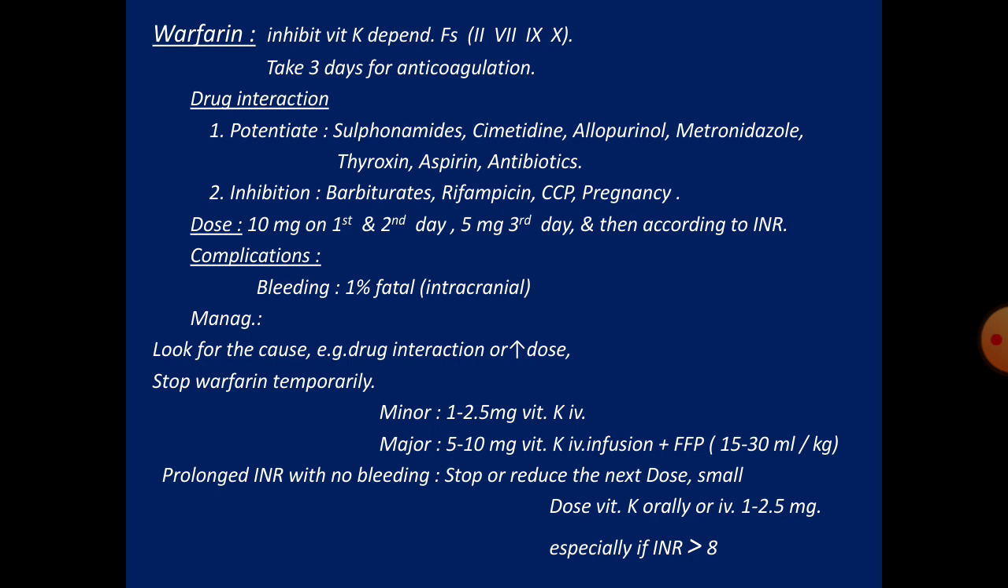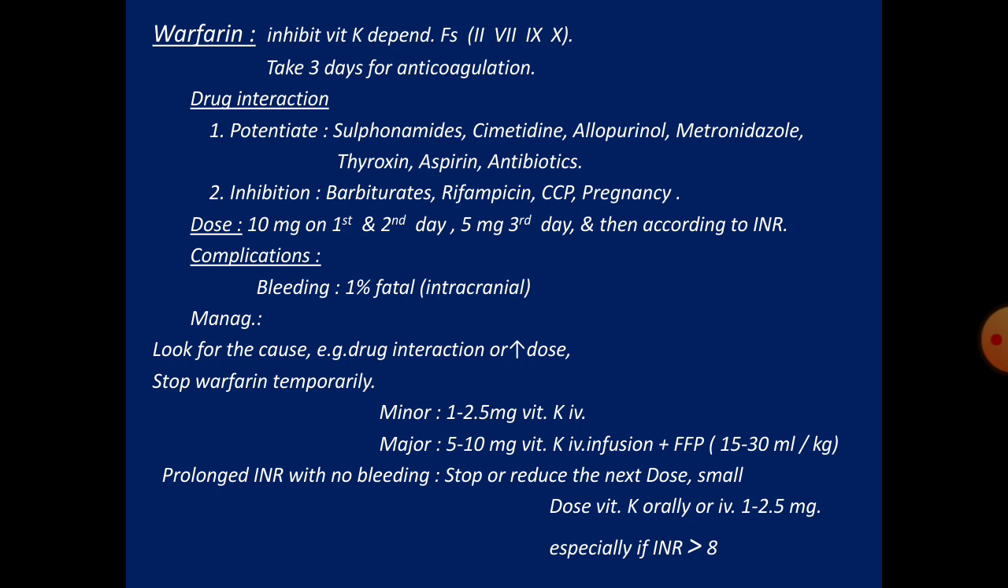The vitamin K should be given as an infusion over a few minutes, because if you give it directly, it can cause collapse. And for patients with major bleeding, we need fresh frozen plasma, and the dose of fresh frozen plasma is 15 to 30 ml per kg.